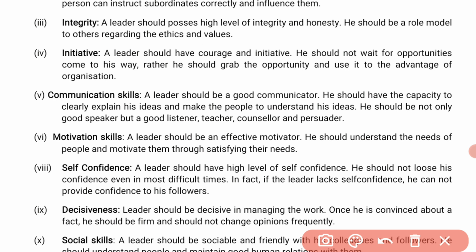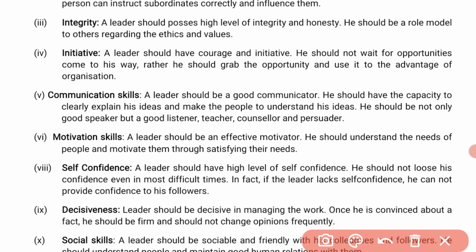Next is communication skills. A leader should be a good communicator because he must have the capacity to explain ideas and to understand people. He should be not only a good speaker but also a good listener. Teacher, counselor and persuader: communication skill is also very important to become a good leader.